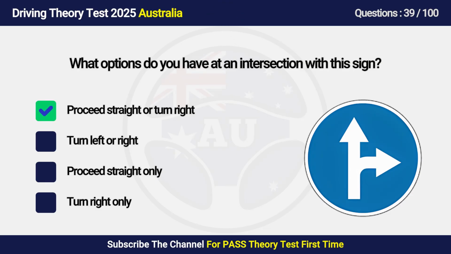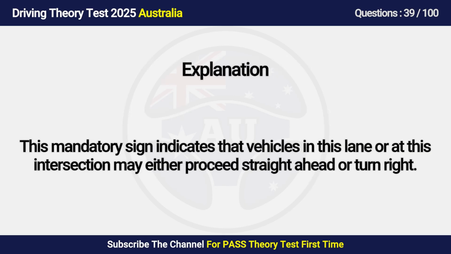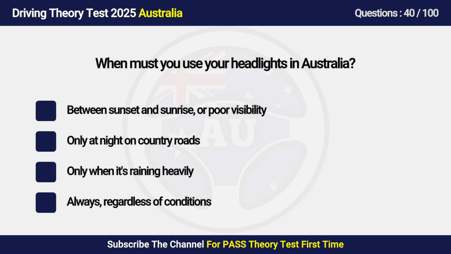Answer is A. Proceed straight or turn right. This mandatory sign indicates that vehicles in this lane or at this intersection may either proceed straight ahead or turn right. Question 40. When must you use your headlights in Australia?